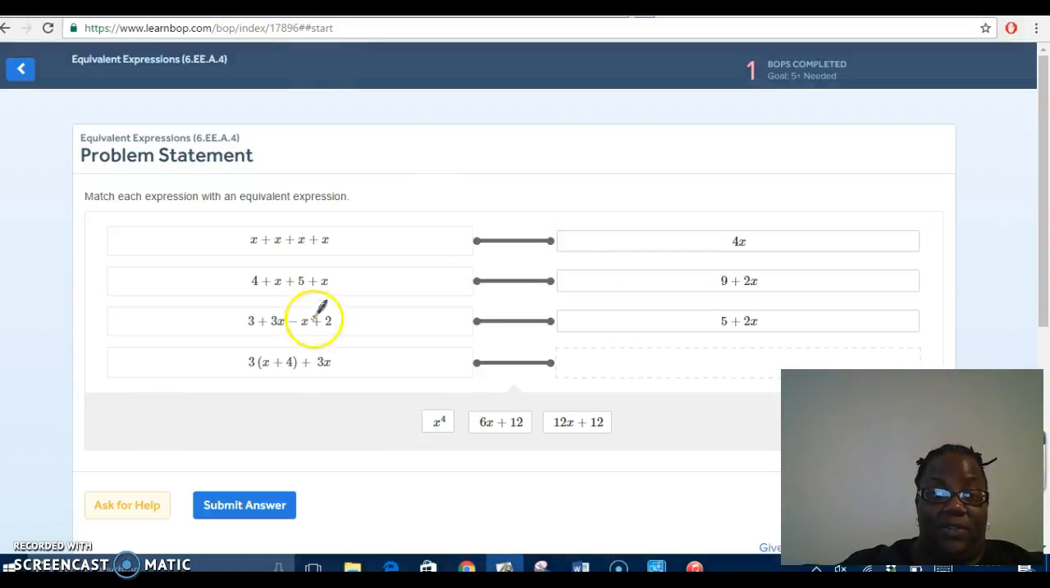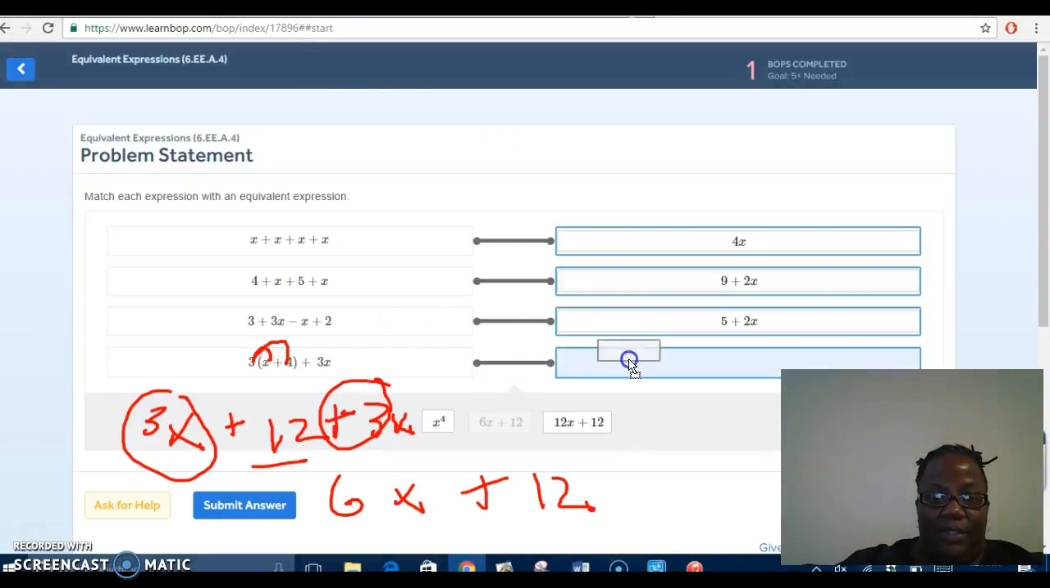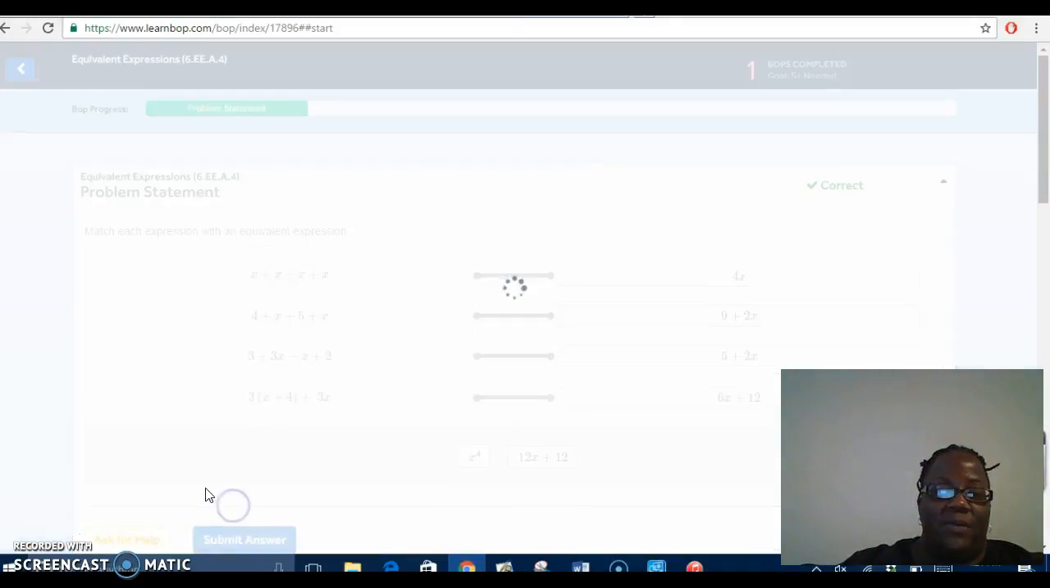This one requires you to distribute 3 times x, which is 3x. 3 times positive 4, it's going to give you a positive 12. Bring down that last part. If I combine my like terms, as you can see, you have 6x. And this coefficient is by itself. So 6x plus 12 is that one. I'm going to clear out, hit submit, see what we got.